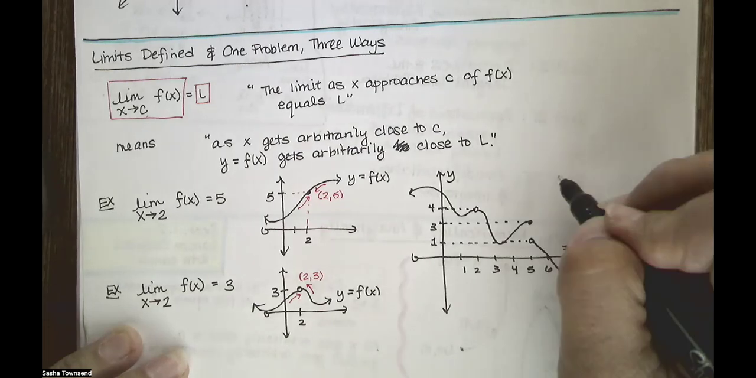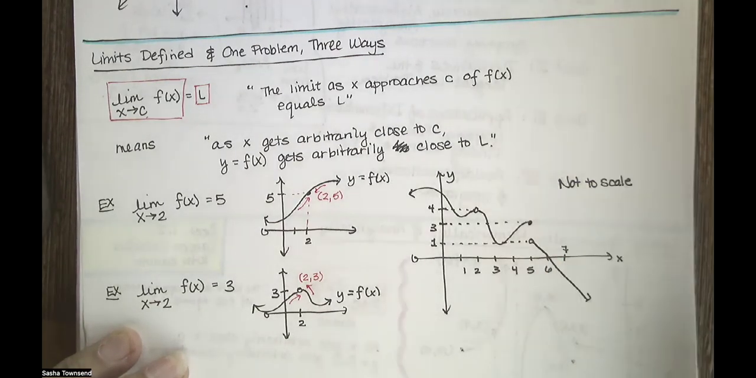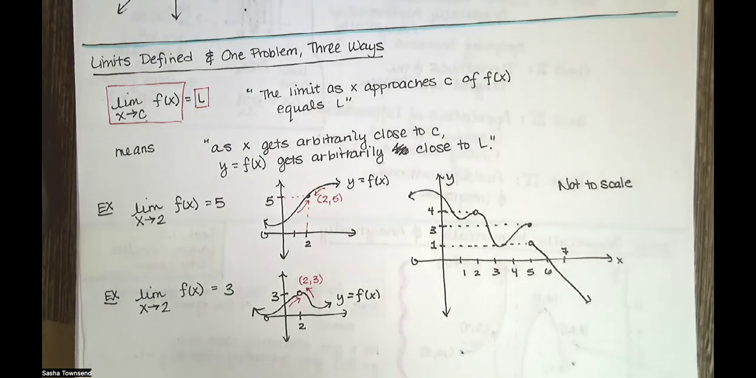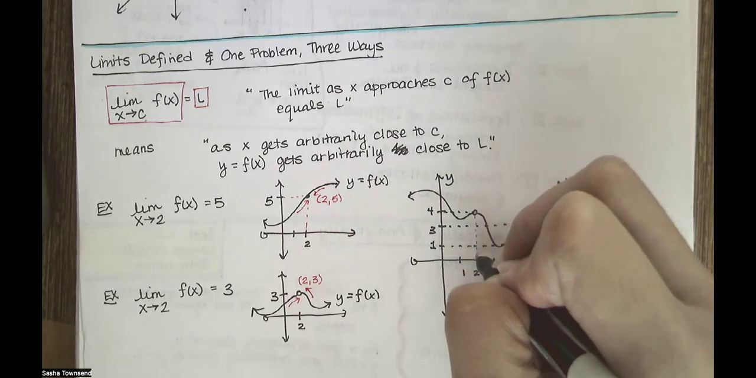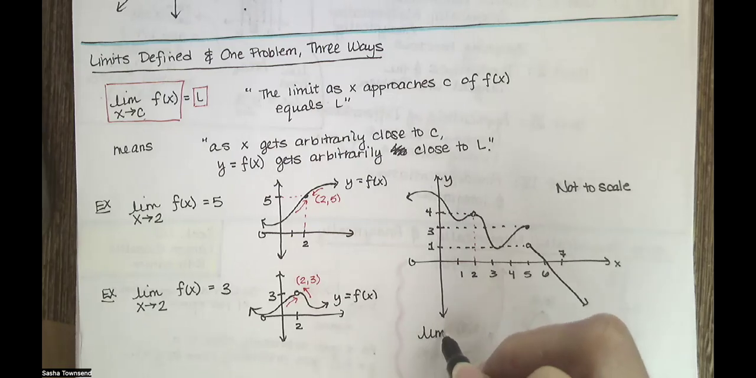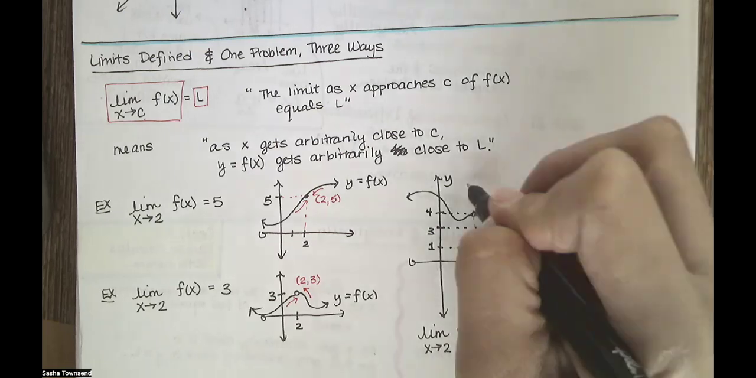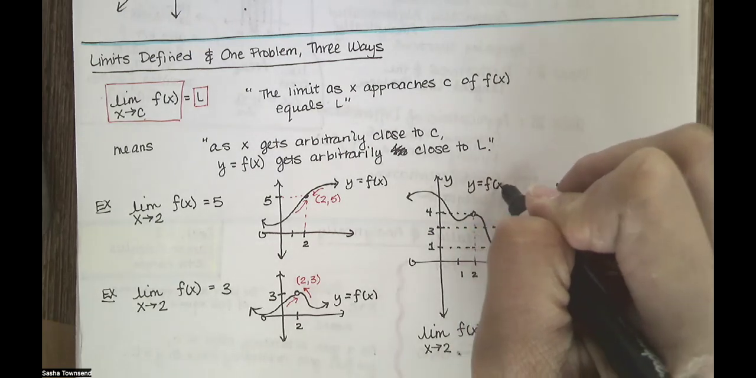Okay, now this graph is definitely not to scale. All right, so let's say we're interested in this point right here. So maybe you've got this graph and you're given a problem statement, and the problem says, compute the limit as x approaches 2 of the function f of x, where y equals f of x is shown in the graph.